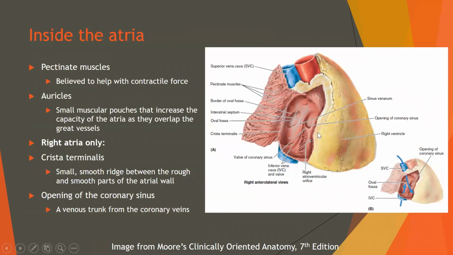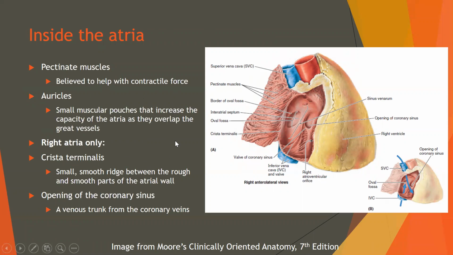Now, inside your atria, you've got a few things. You've got these pectinate muscles, not to be confused with the things in the ventricles, which we'll cover in a second, which I don't remember the name of. They are supposed to help with contractile force. We're not really sure what they do. Your auricles are just these little embryological things, and they increase the capacities of the atria, we think.